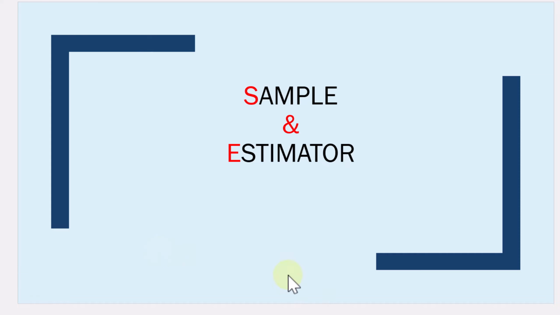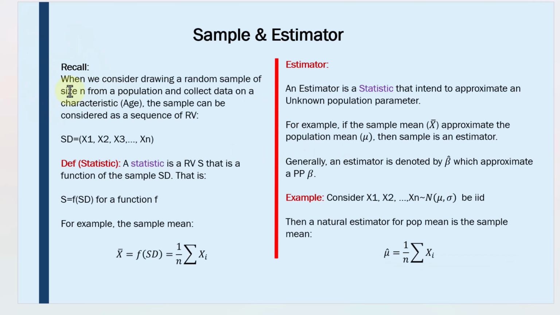Hi and welcome. In this lecture, we are going to discuss the sample statistics and estimators. Recall that we draw a random sample of size n from an underlying population and collect data on a characteristic or characteristics of the sample. And then this sample can be considered, as we have discussed earlier, as a sequence of random variables, namely x1, x2, x3 up to xn.